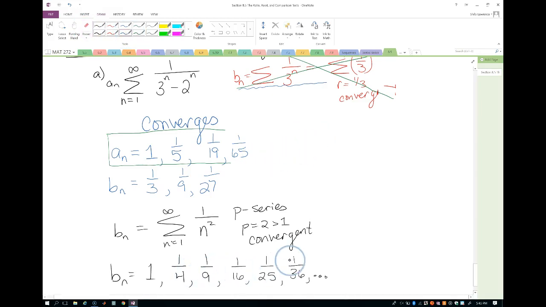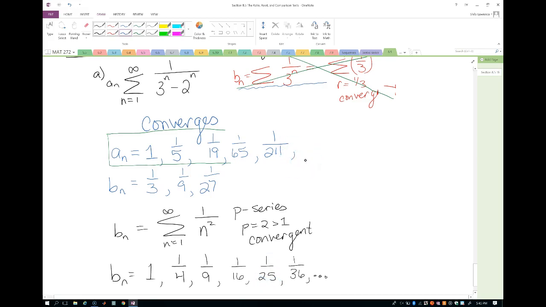And since I went out 6 terms there, I'm going to go out 6 terms here. If we plug 5 into our original series, we'll have 3 to the 5th minus 2 to the 5th in the denominator, which is 1 over 211. And our convergent p-series here is just 1/25th, so we're definitely smaller than that.